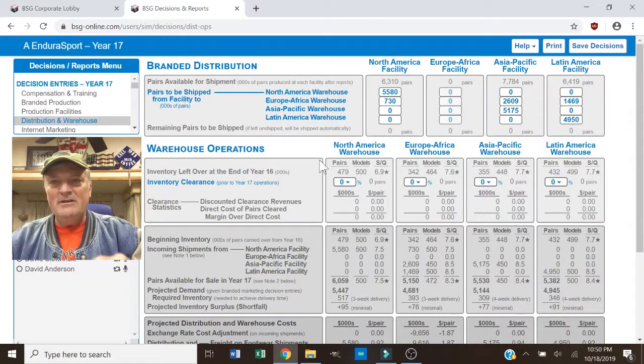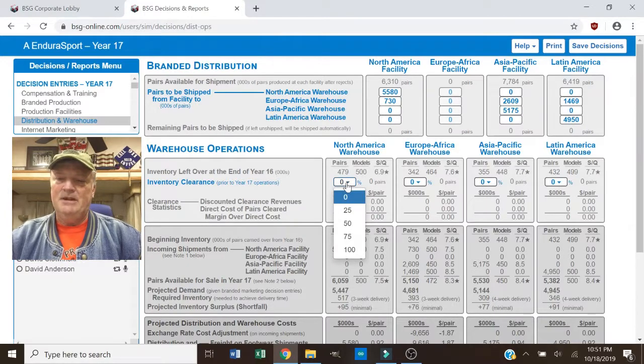Again, play with the drop-down menus. See what happens. See what it does, and you'll have a little bit better success in trying to figure out what the heck should I do.